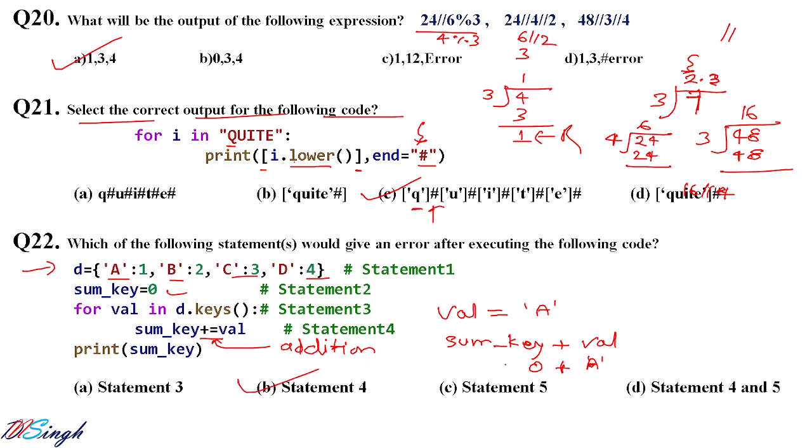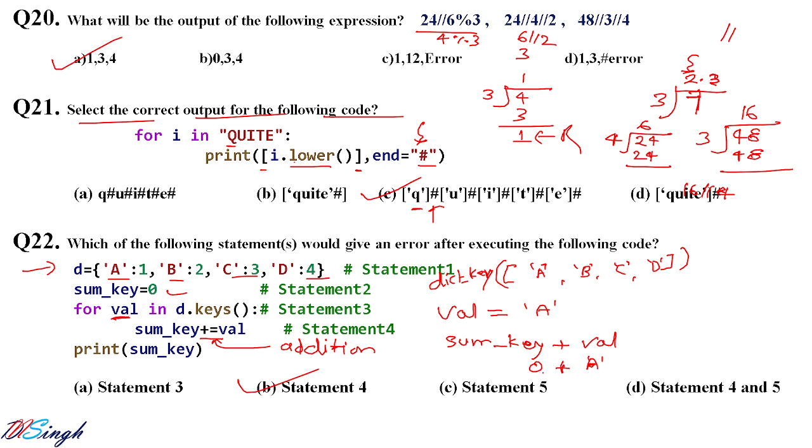I hope you got what is the problem, because val is going to pick the values from d dot keys, and keys are of type dict keys. Okay, so here you have what? A, comma B, comma C and comma D. It is going to pick values from there inside val, and these are all of type what?